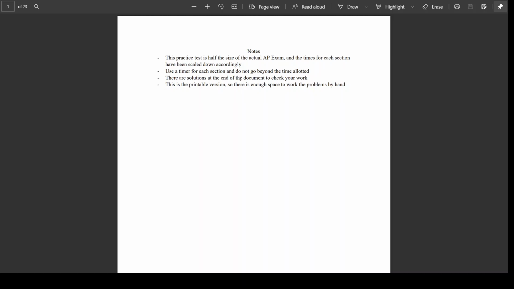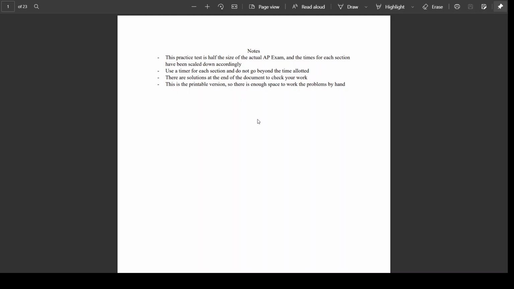There are solutions at the end, so if you scroll all the way to the bottom of the PDF or the document, there's a list of all the free response and the multiple choice correct answers. So if you want to watch me do it, that's fine. If you want to just look at the single concise list of all the right answers, that works too. And I'm working on the printable version right now, so there's enough space to work all the problems by hand. There's another version where it's all just problems, with no space in between. So this is the printable version where I've spaced out the problems.